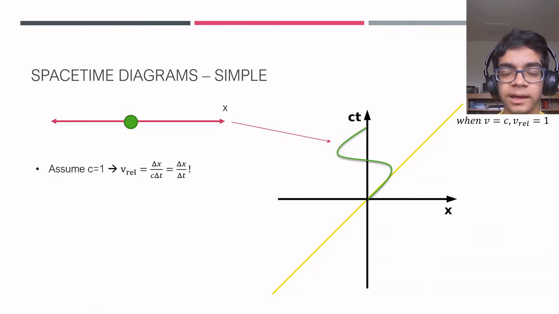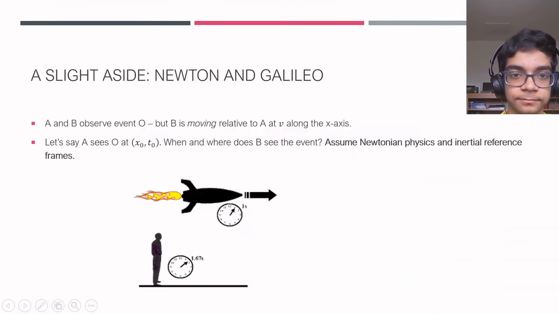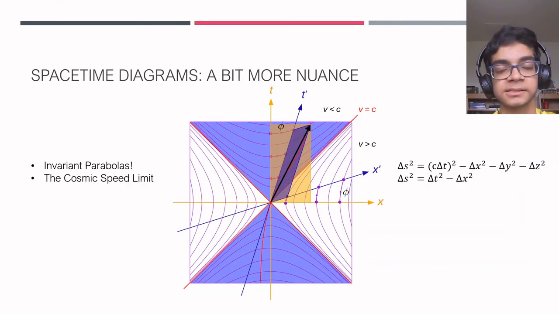So another thing to note is that when the speed of an object equals the speed of light, then we'll call it the v-rel, which means relativistic. Speed here equals 1. And that is represented by this yellow line, which, as you can see, has slope 1. So when x is 1, then ct is also equal to 1 because c is 1, and so on. Alright, so now let's get into something a bit more interesting.